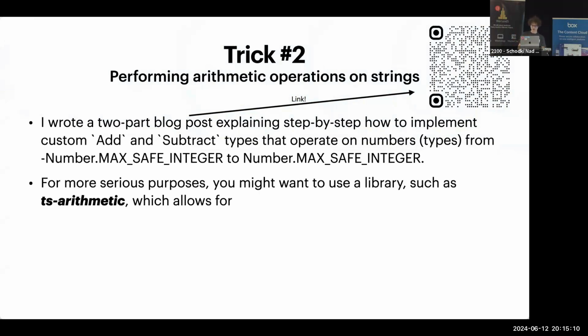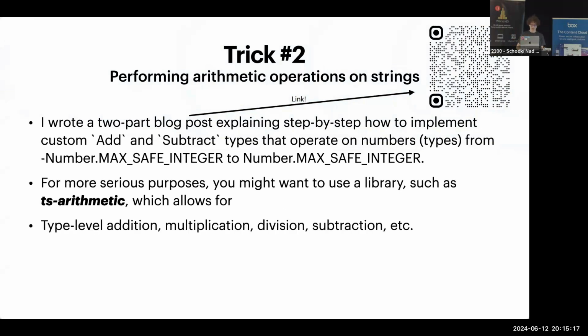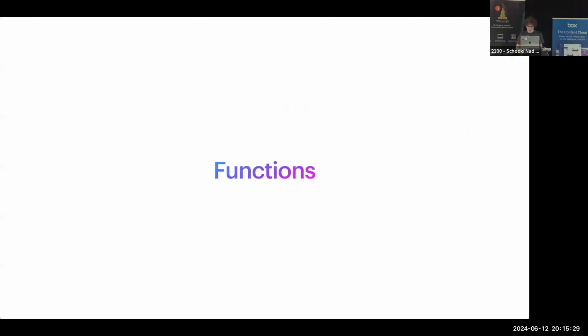But if you don't want to write it from scratch, you can also use something like TS arithmetic, which is a library that implements type level addition, multiplication, etc. And not only does it work on integers, it also works on floating point numbers, which is kind of insane.